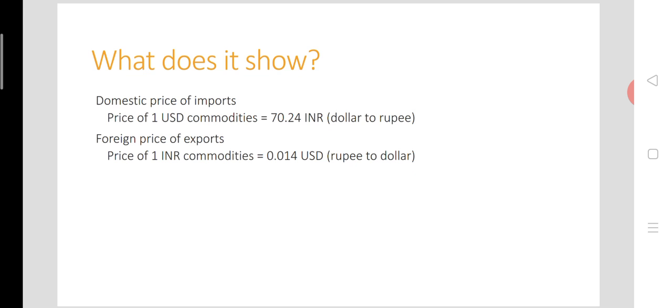At the same time, the foreigners have to pay $0.014 for purchasing commodities worth 1 rupee from India. That is the export price, that means the foreign price of Indian export. This is just the takeaway from the nominal exchange rate.